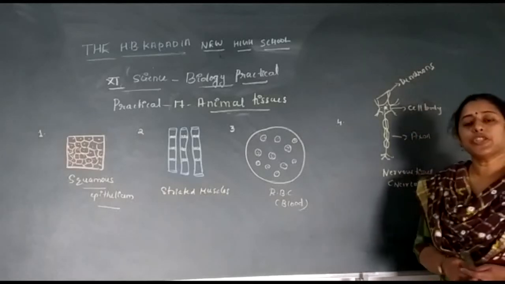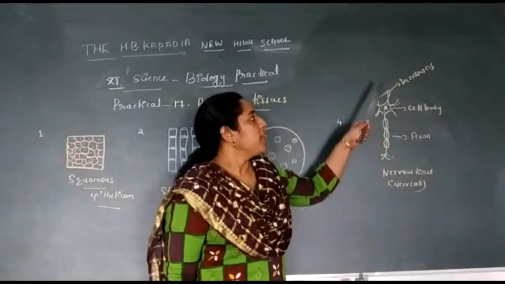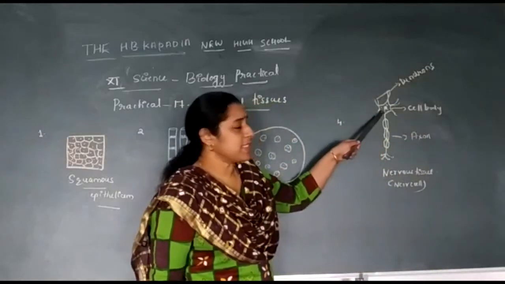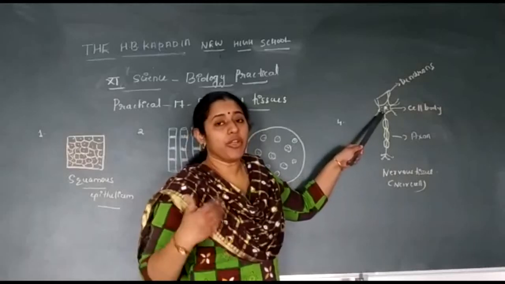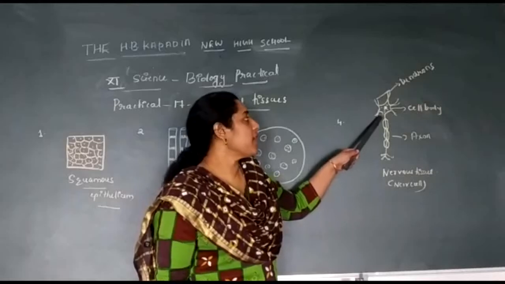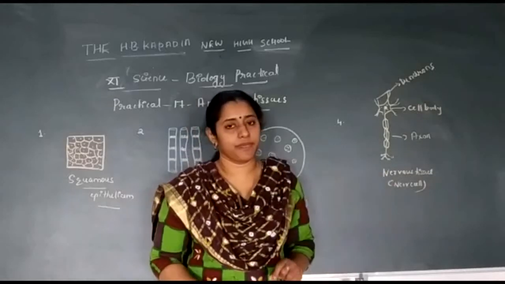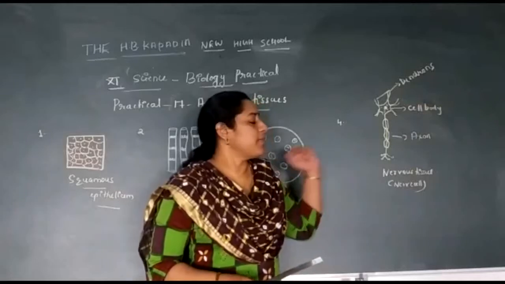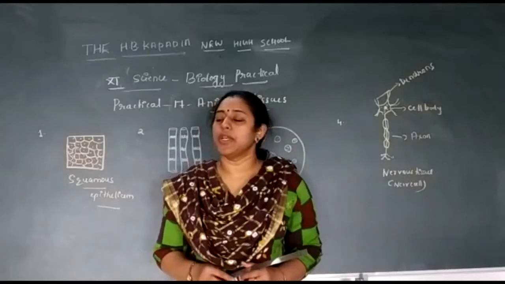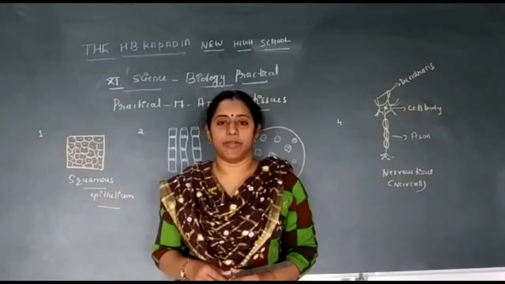Now what is the function of these extensions? Dendrons carry information to the cell body. The cell body will analyze the information. Later, the responses are carried away from the cell body by the axon. So, this is about the different types of animal tissue. Now I am going to show you the slides one by one.